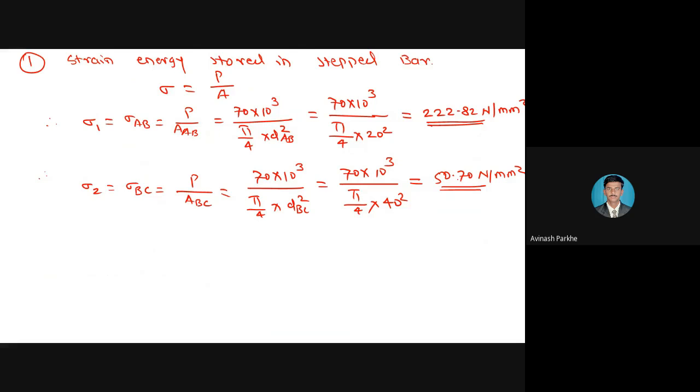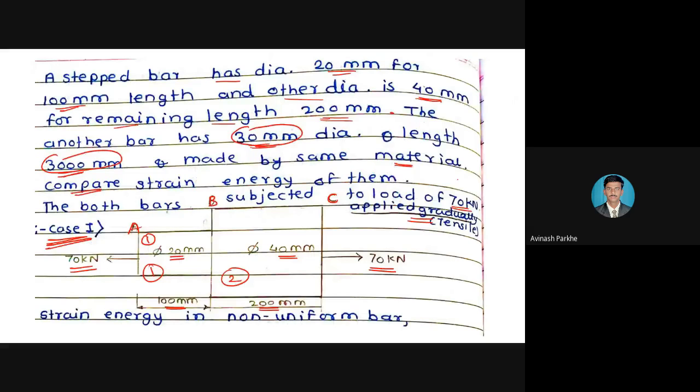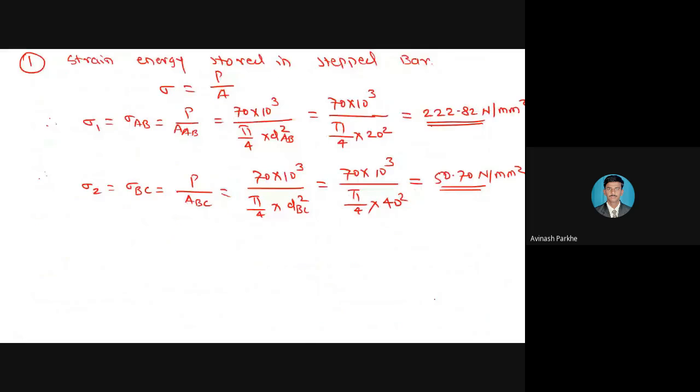Now the stresses are calculated. It is very simple to calculate the strain energy stored in each section. Now here the Young's modulus is not given in the statement. Let us assume that E is equal to 200 into 10 raised to 3 Newton per mm square.